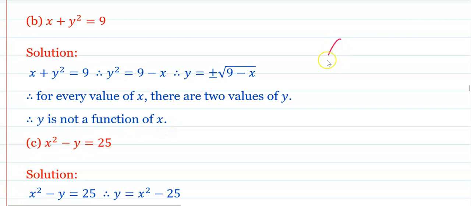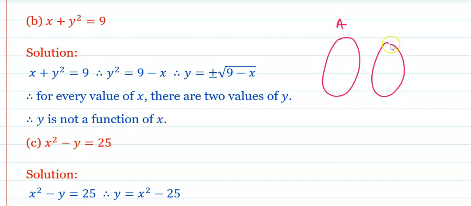If we consider this as the set A and the set B, these are the values of x and this is y. If you take the value of x as 1, then you will get two values of y, and hence it is not a function. Y is not a function of x.